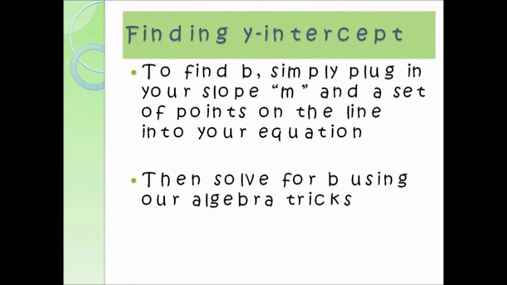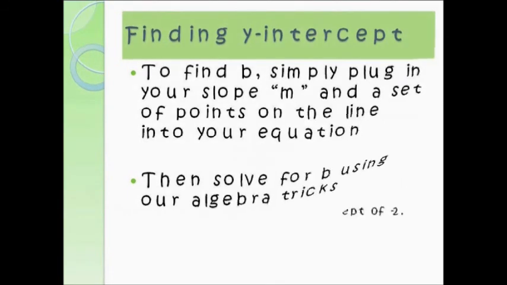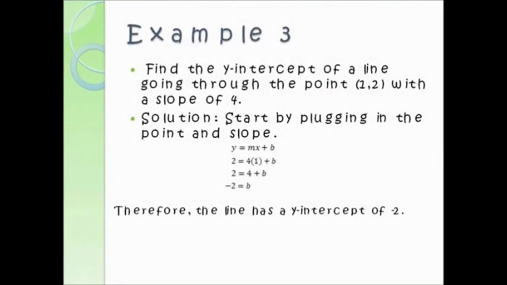To find b, simply plug in your slope m and a set of points on the line into your equation. Then you will solve for b using our algebra trick. Now let's do an example. Find the y-intercept of a line going through the point (1, 2) with a slope of 4. We'll begin by plugging in the point and slope into our y equals mx plus b. Then we'll get 2 equals 4 times 1 plus b. 4 times 1 is 4, and subtracting 4 from both sides will give us negative 2 equals b. Therefore, the line has a y-intercept of negative 2.